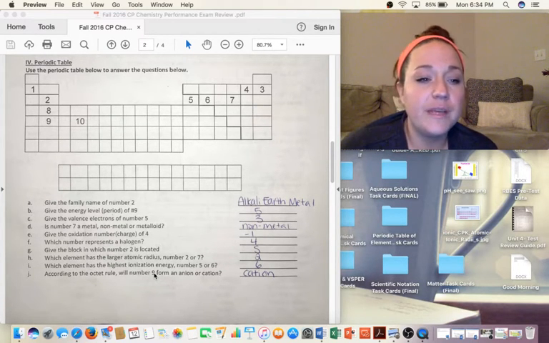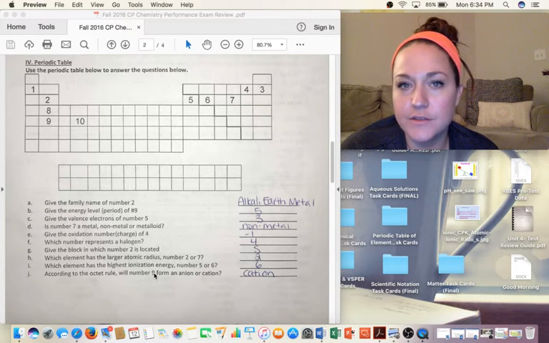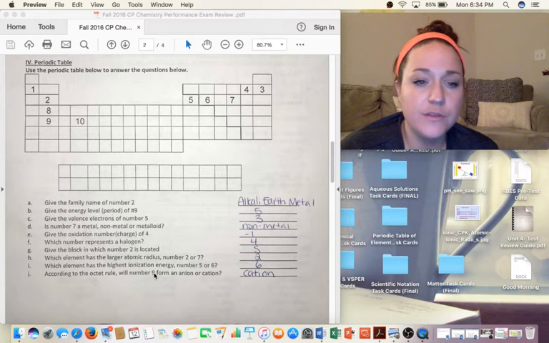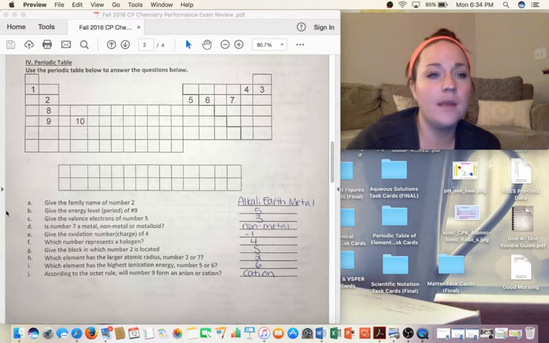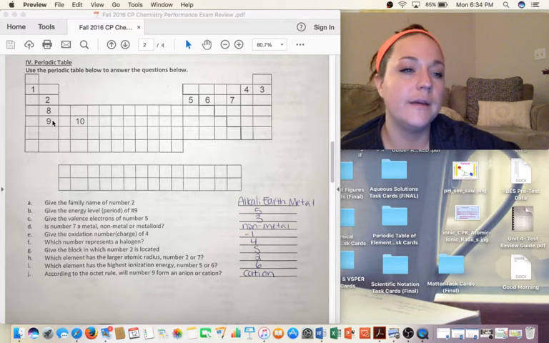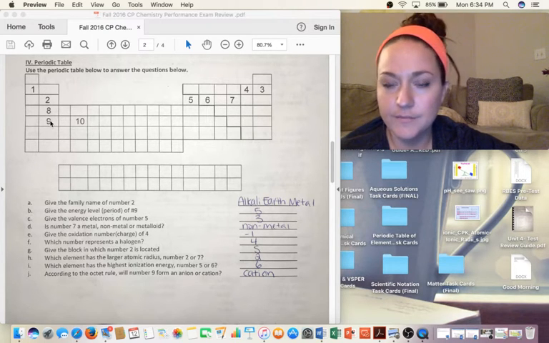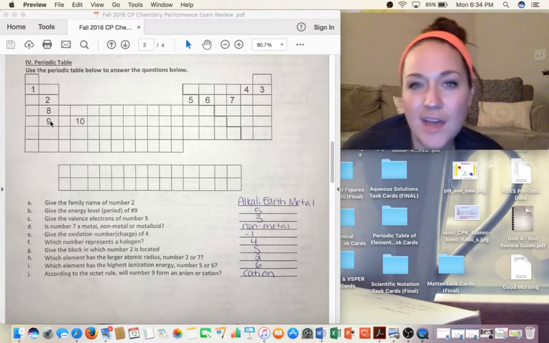So for B, give the energy level. All you have to do for energy levels is count the periods, your rows. For number 9, number 9 is located right here. So you just count down 1, 2, 3, 4, 5. So he's in the 5th energy level.